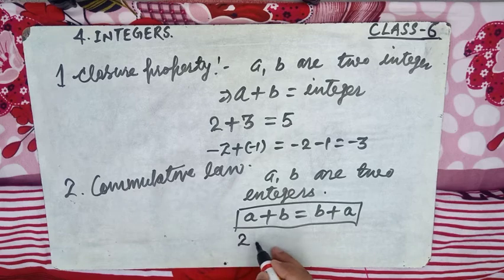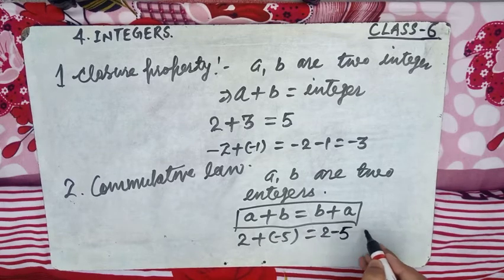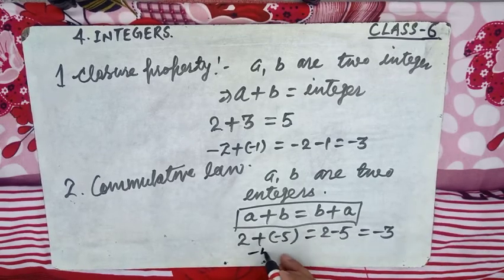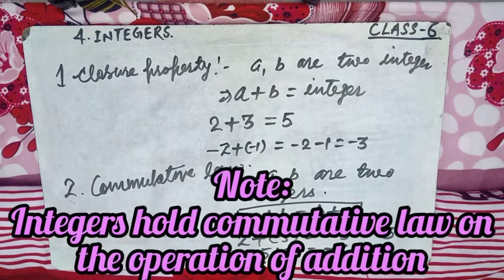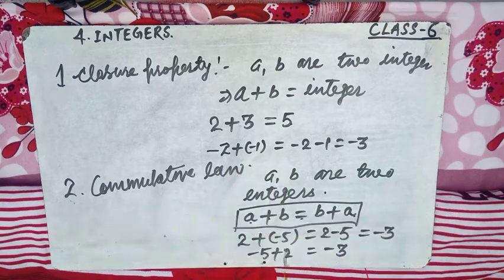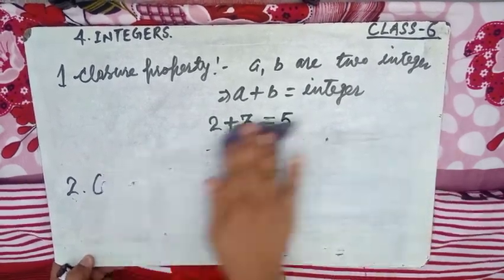Example, suppose 2 plus minus 5. First of all we have to find the left hand side, which means 2 minus 5, this becomes minus 3. Now minus 5 plus 2, what happens? This is also minus 3. That means a plus b is equal to, in reverse order, b plus a. Then we can say this is the commutative law, and integers hold the commutative law on the operation of addition.